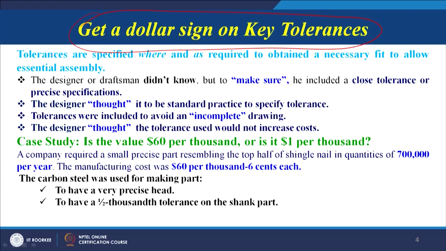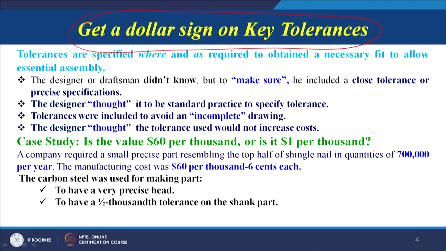How will we be able to do that? That is mentioned on the screen. Get a dollar sign on key tolerances. So whatever tolerance or surface finish requirements we are specifying for our product, we must directly correlate them to the cost, that is, what the cost implications will be of applying these tolerances on our product.